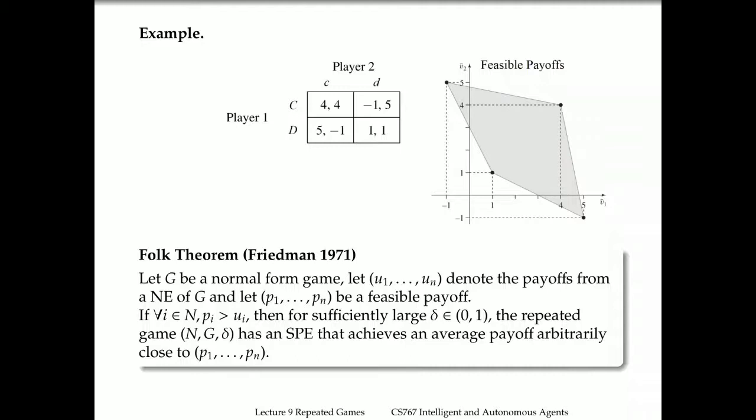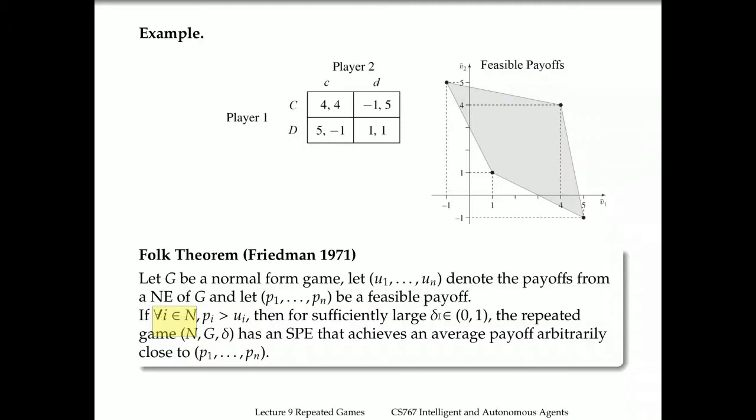Of course, Friedman first wrote it in the 1970s, but people knew it earlier than the 1970s. So suppose we have a normal form game G, and suppose we have payoffs from Nash equilibria of G, and we let P1, P2 be a feasible payoff, right? So we have these 2 vectors, U1 up to UN, which is a payoff vector derived from a Nash equilibrium, and then we have an arbitrary feasible payoff. And suppose now that for every player, the payoff the player gets from this feasible payoff is strictly bigger than the payoff of this Nash equilibrium. So Pi is strictly bigger than Ui for every player i.